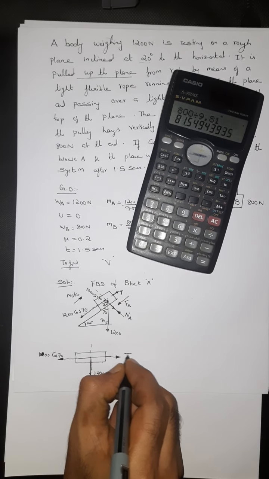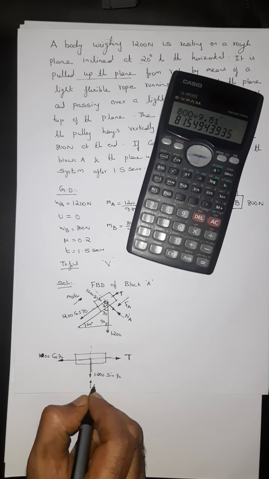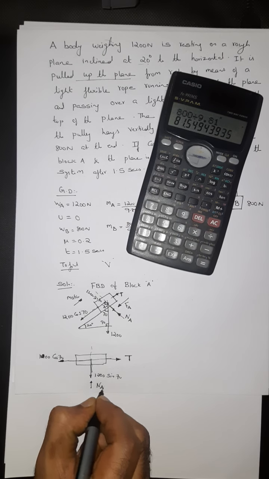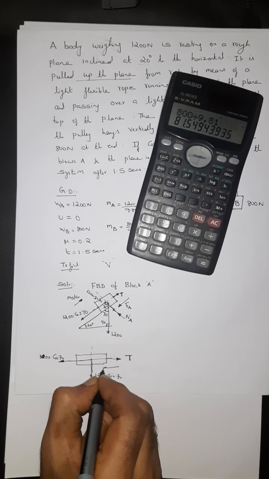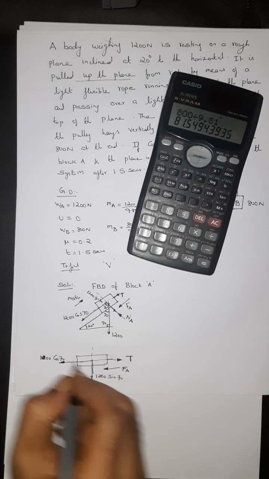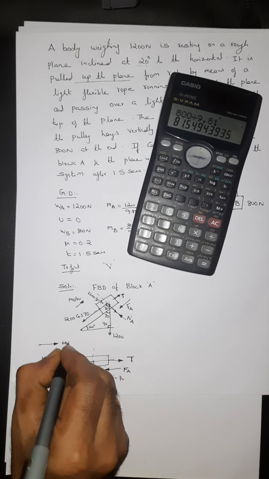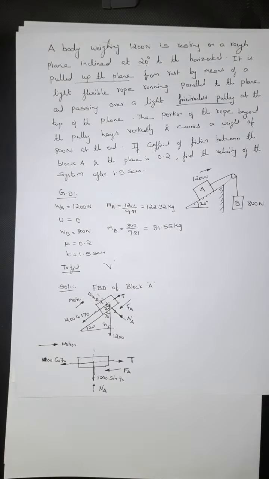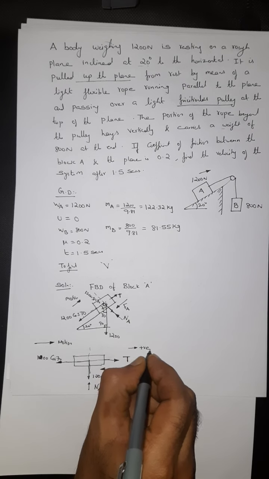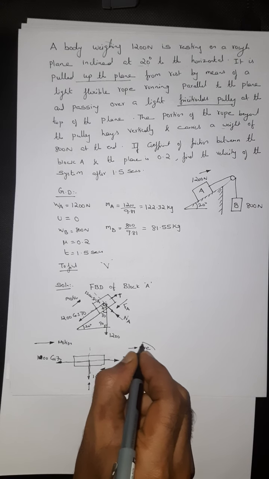There is a tension acting horizontally, in the positive x direction, so it's T, and there is a normal reaction perpendicular to the surface of the object, denoted as NA, and there is a frictional force acting here, which is FA. The motion of the body is towards the right, this motion. Therefore the right-hand side is positive and the left-hand direction is negative.